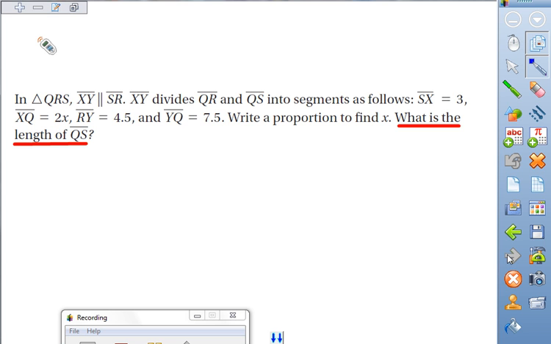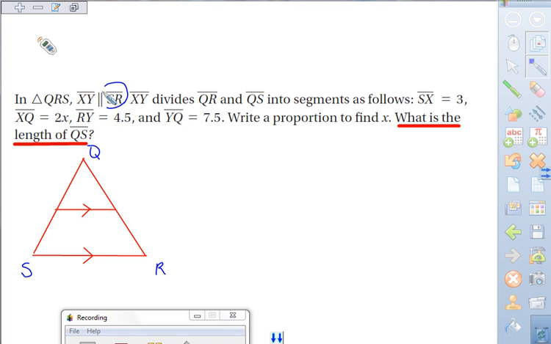In triangle QRS, segment XY is parallel to SR. So let's try to draw a picture. So this line here, SR, tells me that that's going to be my base, so then I knew Q had to be on top.